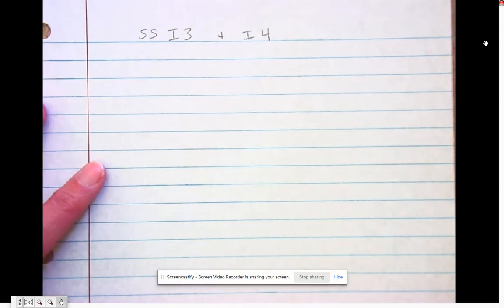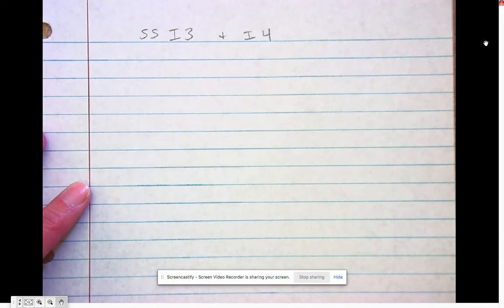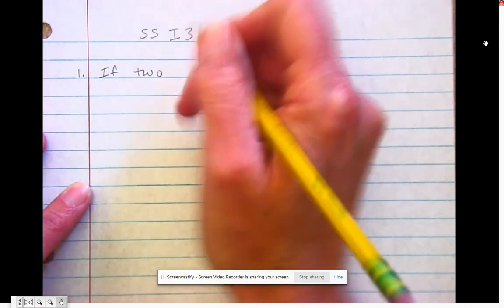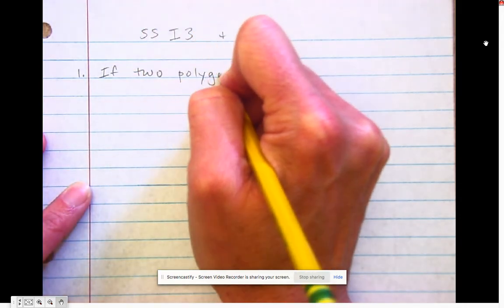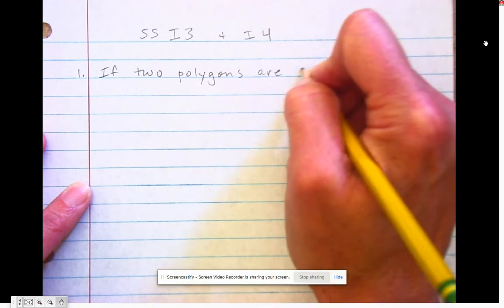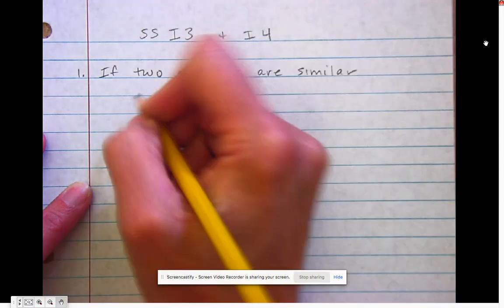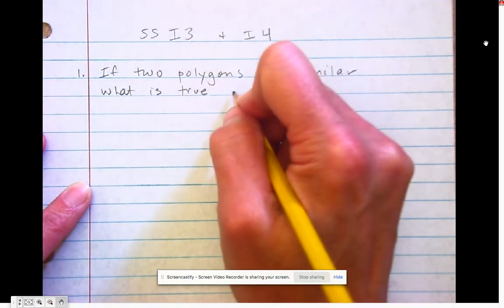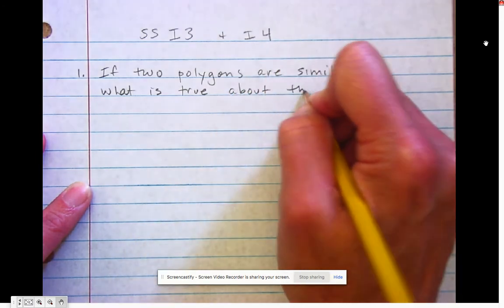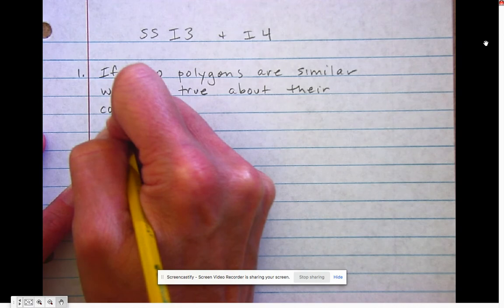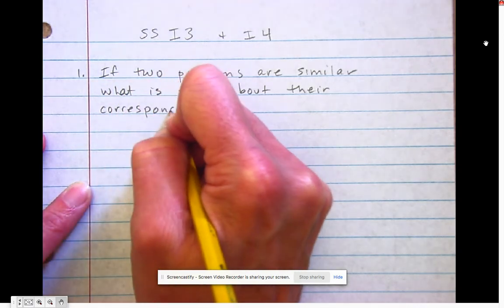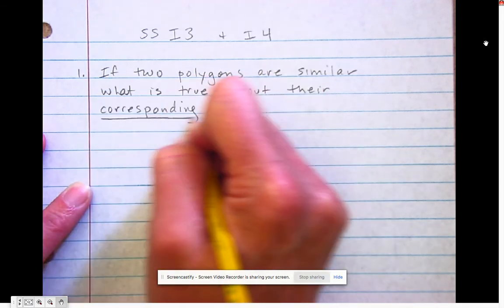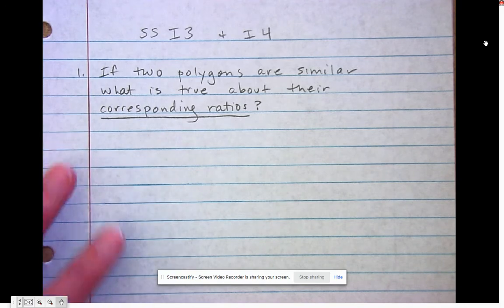All right, so here are the big things we were supposed to get out of these two investigations. So, number one, if two polygons are similar, what is true about their corresponding ratios? So the ratios that correspond. So let's look at A for instance.